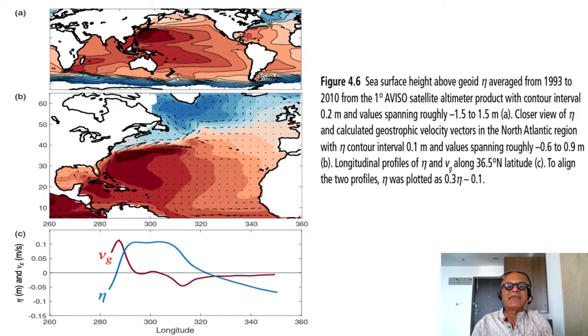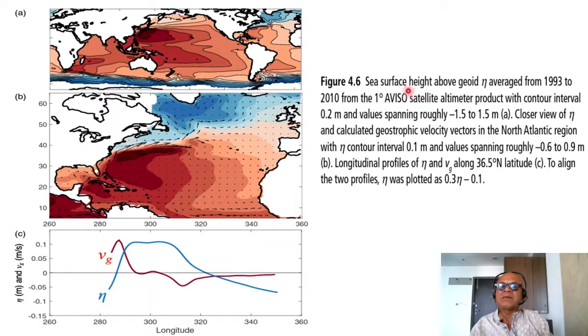So you can see how sea level is high and low depending on how the dynamics of the circulation work, and you can use these d eta dx and d eta dy to compute geostrophic currents, which are seen here as vectors. So you can see the sea surface height here.